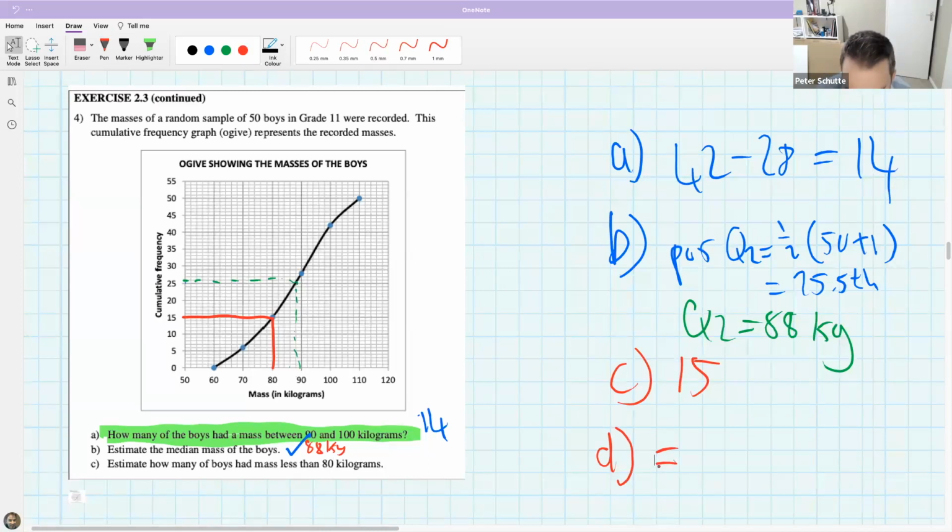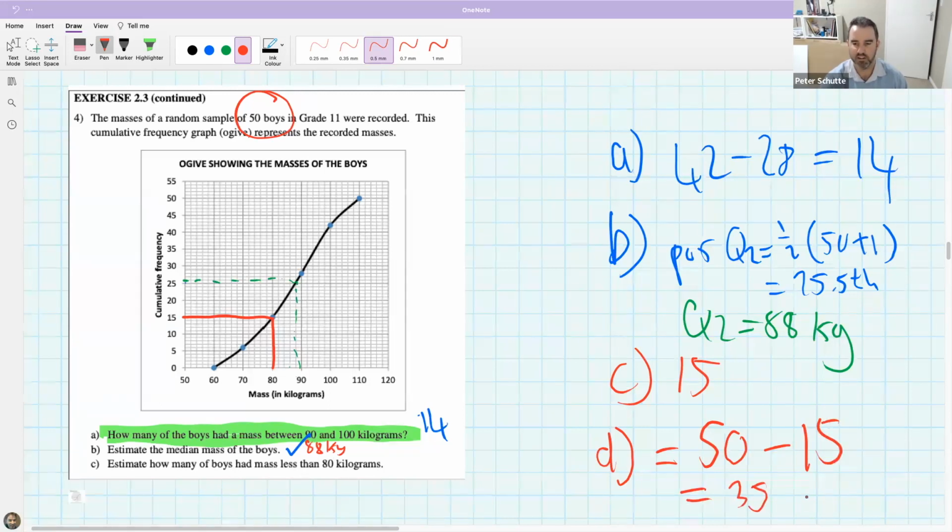If I had to ask you a follow-up question, how many boys weighed more than 80 kilograms? What would the answer be for D, the made-up one? Well, what is the total involved? It's going to be 50 in total. We know that there are 15 that are less, so the ones that are more must be 35.